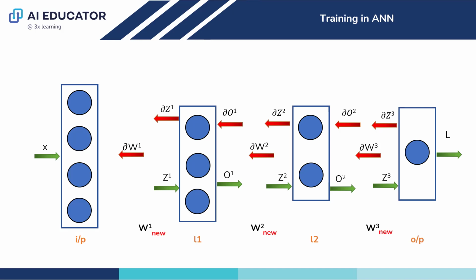Now we perform the forward propagation again, where the input is multiplied with the new weights, which will be sent as an input to the first hidden layer. It will give us an output. We multiply that with the new weights and send it again as an input to the next hidden layer, which will again give us an output. We'll multiply it with the new weights that we get in that layer and send it as an input to the output layer, which again gives us a loss. So we repeat this process multiple times to achieve the lowest loss.